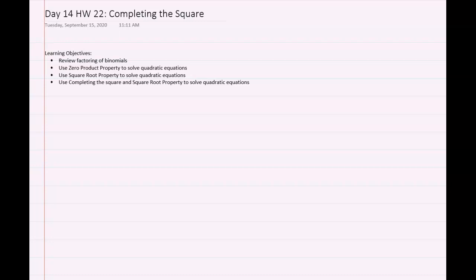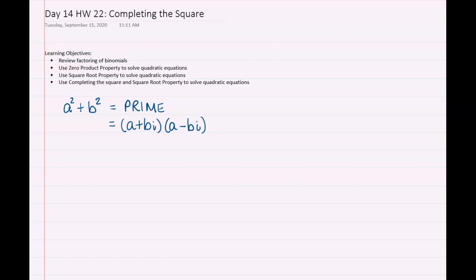First, let's take a look at reviewing factoring of binomials. What we found out is that if we wanted to factor something that looked like a squared plus b squared, then we knew that the factored form was prime and that we could not factor it. But now that we know a little bit more about complex numbers, we're actually going to find out that we can factor it into a plus bi and a minus bi. These are the complex conjugates. And we'll talk a little bit more about that in a second.